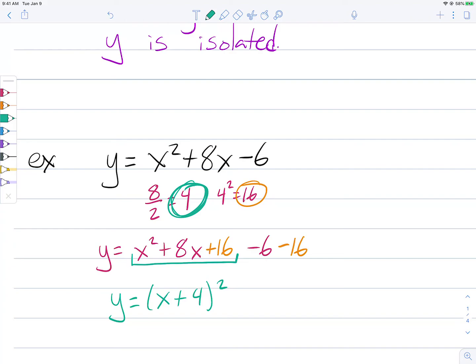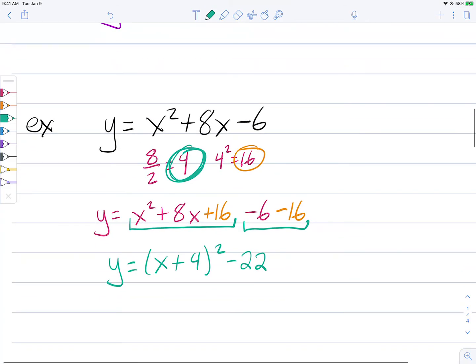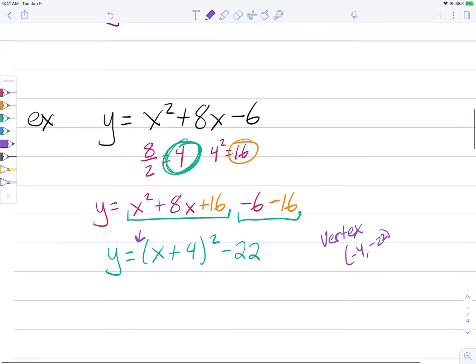And if we then simplify the last 2, minus 6 minus 16 is minus 22. So this is now in vertex form, which means if I were to graph this, I know that my vertex is at (-4, -22). I also know that it's going to resemble my parent function of y equals x squared because a is a 1. But we now have it in vertex form, and we could use our skills on graphing a parabola given vertex form to graph that if we wanted to. We're not for today, but we could.